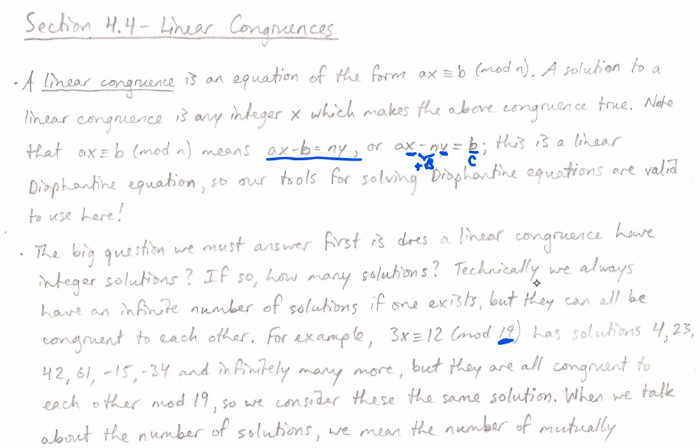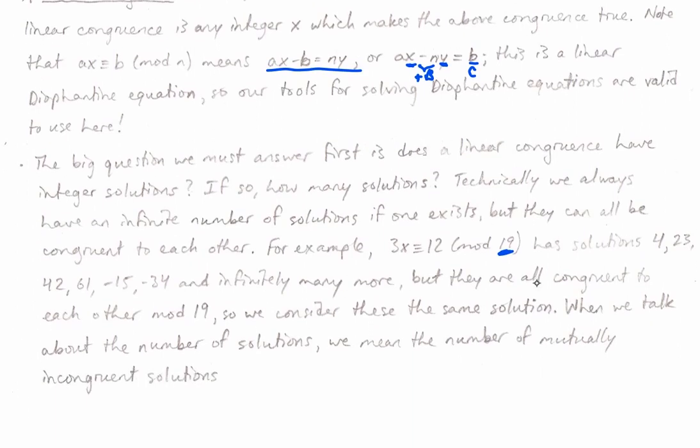Yes, technically they are different numbers written out, but when solving a linear congruence, these things are really all the same thing. They're part of what's known as an equivalence class. So when we talk about the number of solutions, we're talking about the number of mutually incongruent solutions to a linear congruence. We're talking about how many solutions you have to the given linear congruence that you can't obtain by just adding your n value onto one solution that you find.